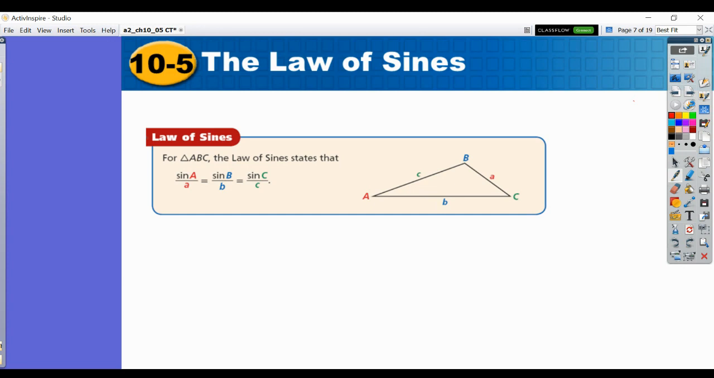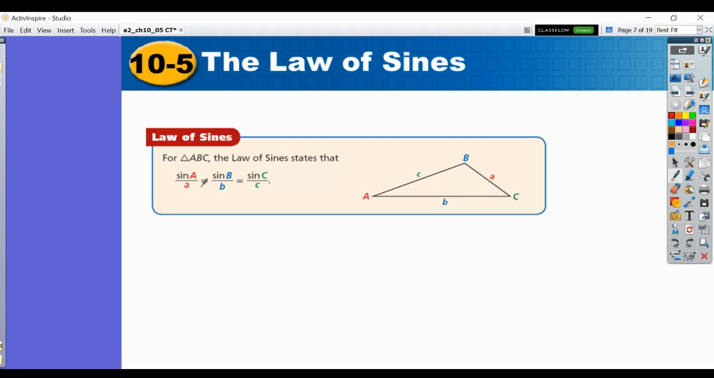Now we're going to do something called the law of sines. The law of sines can help us find any missing pieces so that we can solve or find all of the missing pieces in any triangle. It does not have to be a right triangle anymore. It can be, technically, but usually these problems will not be a right triangle anymore.